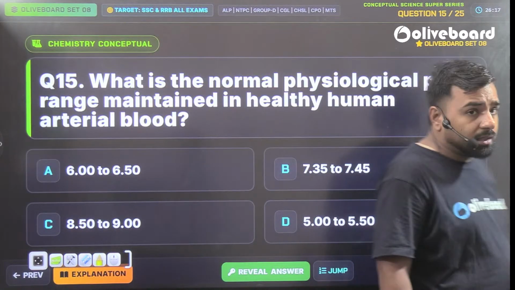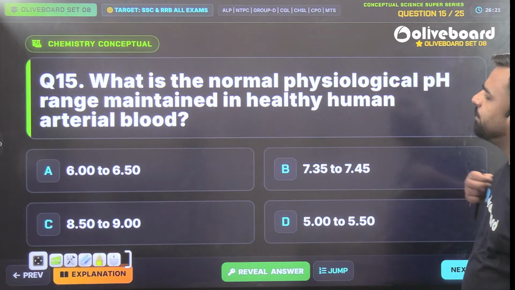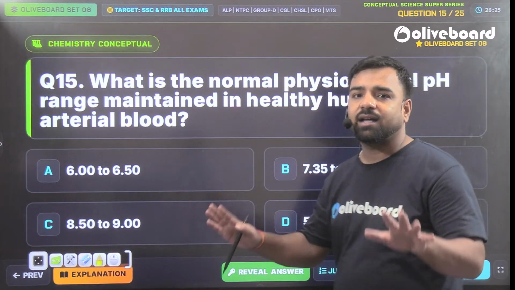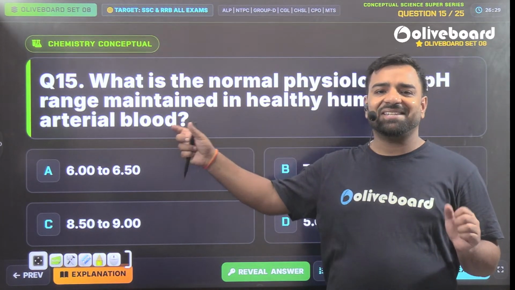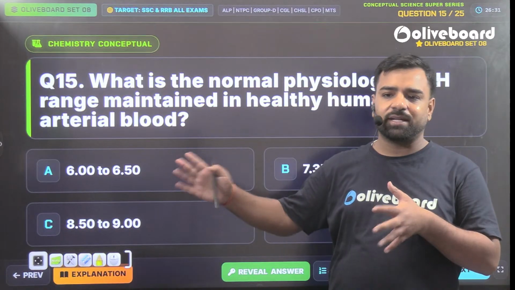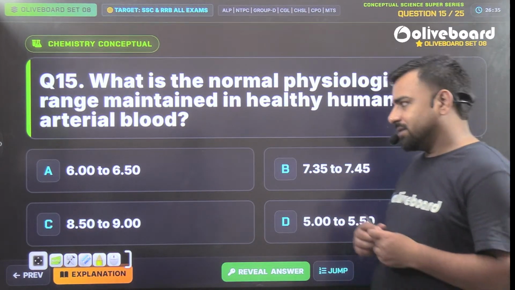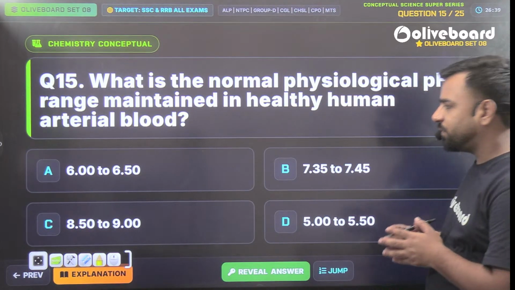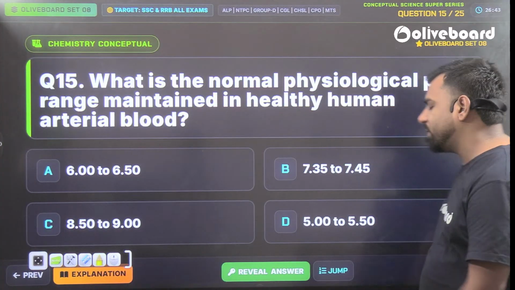Next, what is the normal physiological pH range maintained in the healthy human arterial blood? Guys, again, the question is simple. The language is in a way that it feels like it is complex. It's not complex. I guess each and every candidate can give this answer. So please tell me, what is the correct answer for the same? Is it 6 to 6.5? Is it 7.3 to 7.4? Is it 8.5 to 9? Or is it 5 to 5.5?